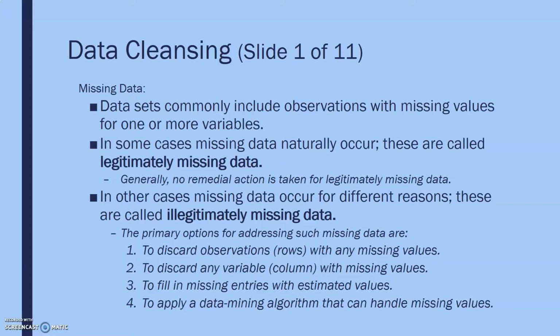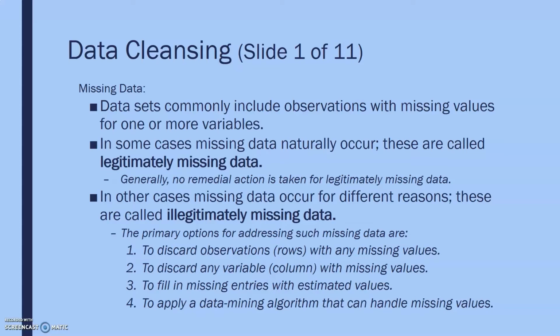Now, in some cases, missing data occur for other reasons, and they are called illegitimately missing data. These cases can result from a variety of reasons, such as a respondent electing not to answer a question that he or she is expected to answer. In other cases, missing data occur for different reasons, and there are primary options for addressing such missing data.